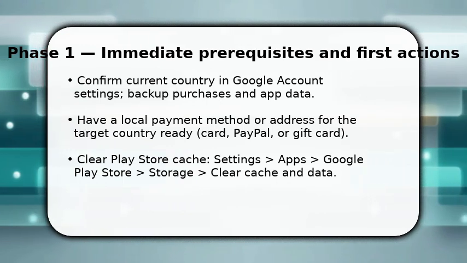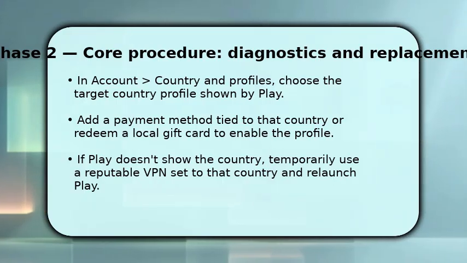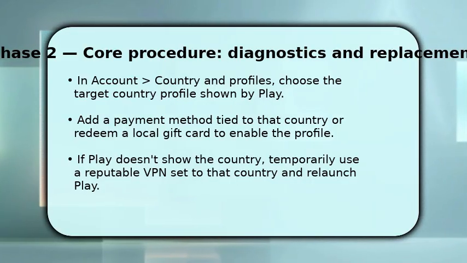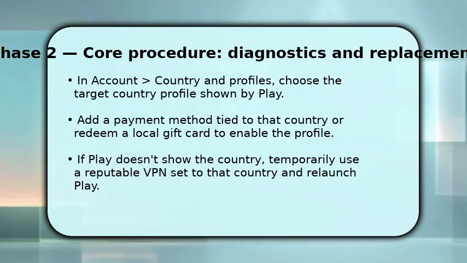Next, choose the target country profile in Account Country and Profiles. You must add a billing method from that country, enter a local card, PayPal, or redeem a local gift card. This verifies eligibility. If Play does not present the country option, try relaunching the app after using a reputable VPN set to the destination country, then clear cache again and reopen Play.